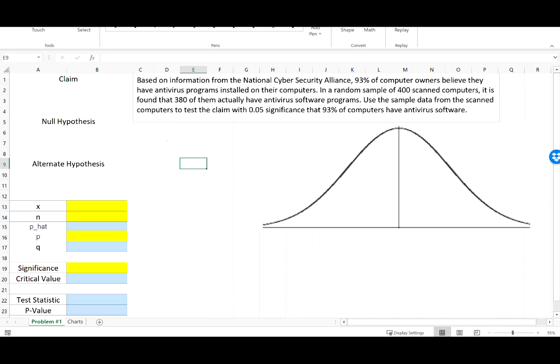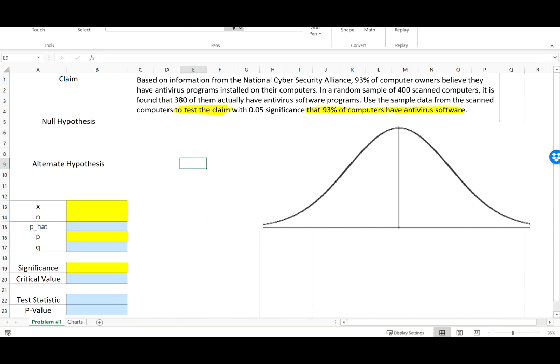So what I have over here on the left, I sort of have this set up in terms of how you would go through the problem step by step. And as always, with any hypothesis test, we want to start with expressing the claim symbolically. So to test the claim with 0.05 significance that 93% of computers have antivirus software. What I have here highlighted, that is the claim.